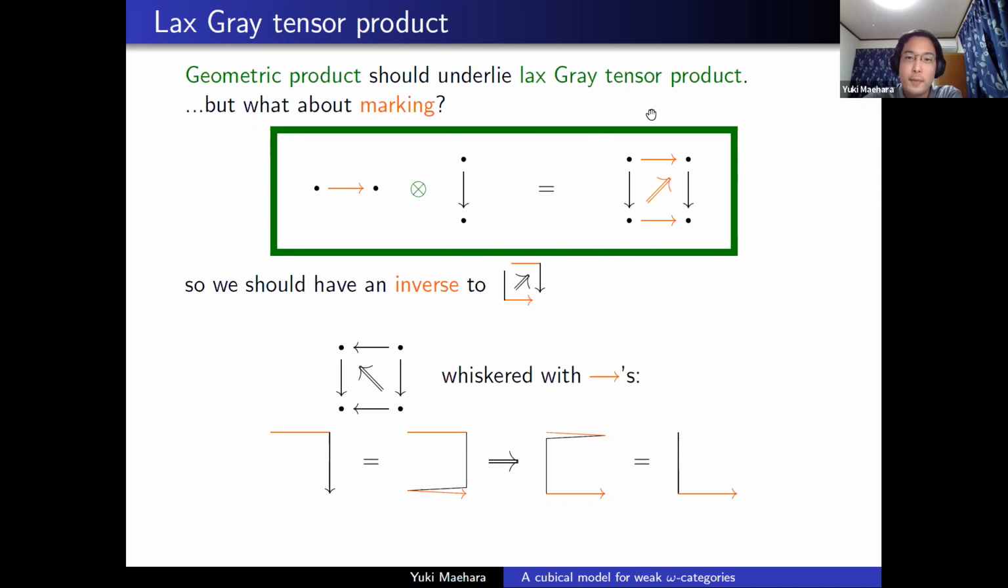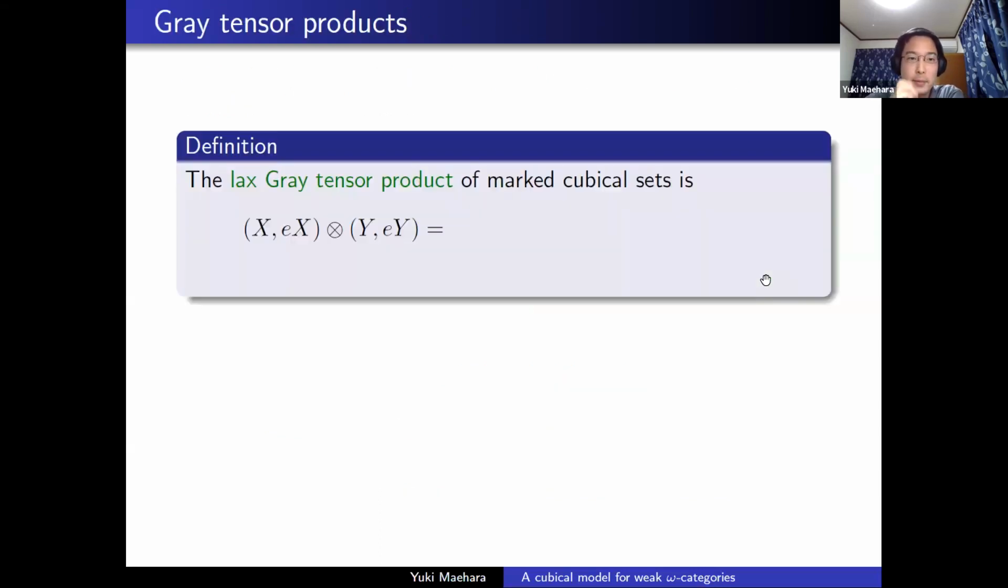And in this picture, you can actually see that the marked cubes in here are precisely those that geometrically project to this marked 1-cube here. So in other words, if you are moving horizontally, then you are marked, and otherwise you're not. And in fact, that is the general definition that we take.